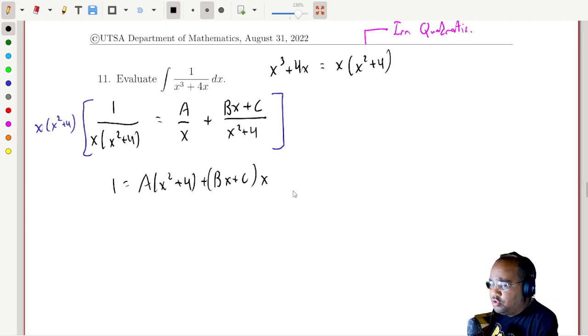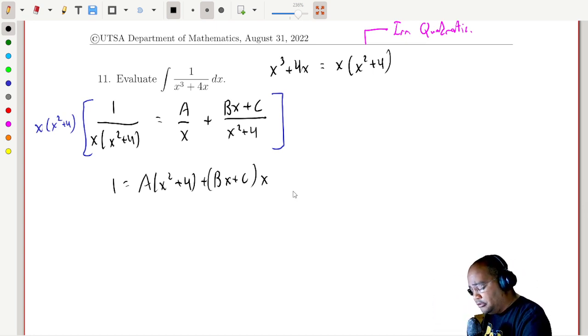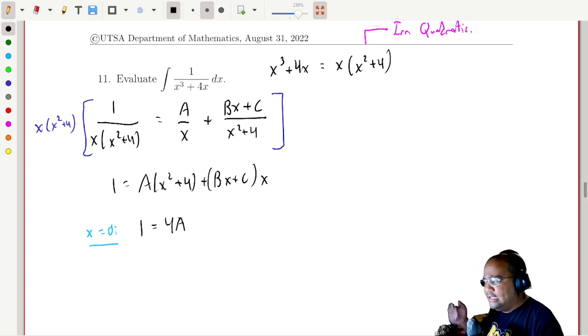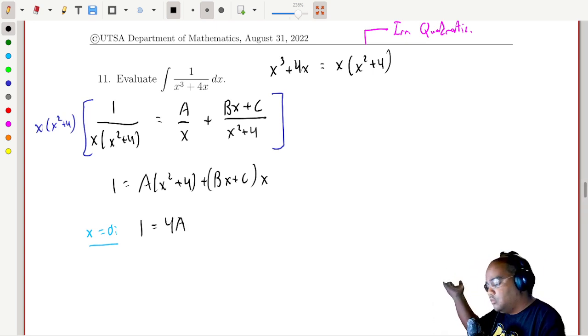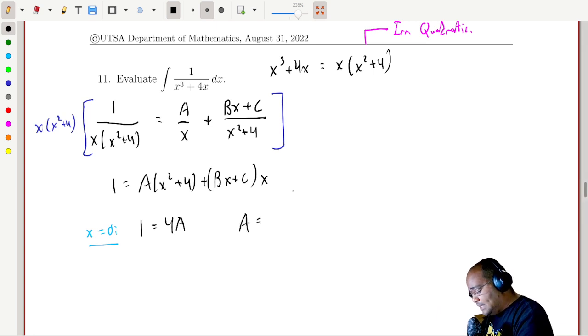Now, once again, you can go ahead and set up a system of linear equations, or you can use the cover-up method. Cover-up seems pretty good here. Let's choose the lazy value x equals 0. I think that's a good place to start here. So if x is equal to 0, again, the left side is independent of x, so we have 1 equals, well, we'll get 4a, and guess what? The second term is just 0. And so this tells me that a is equal to 1/4. Let's fix that there.